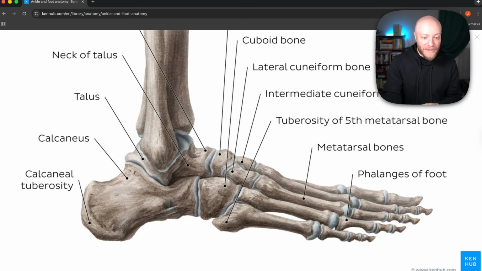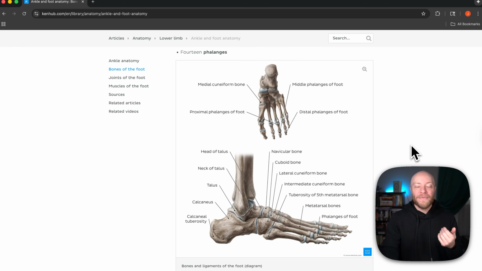But again, we have the tarsus, the metatarsus, and then we have the digits, or also you could say the phalanges of the foot.